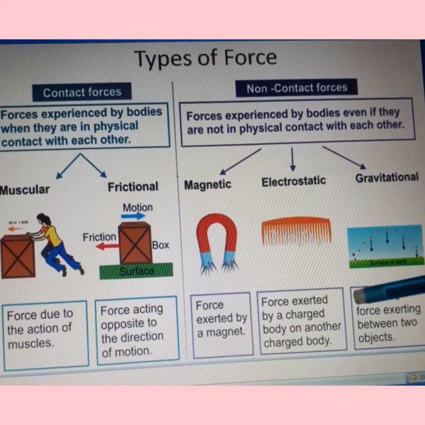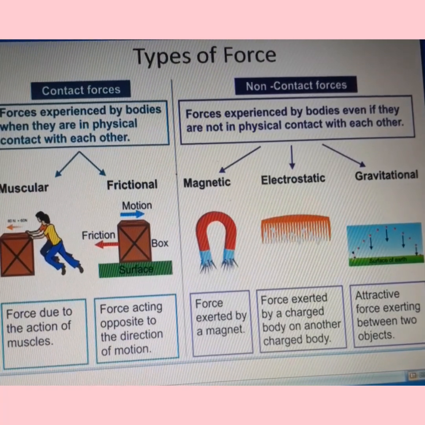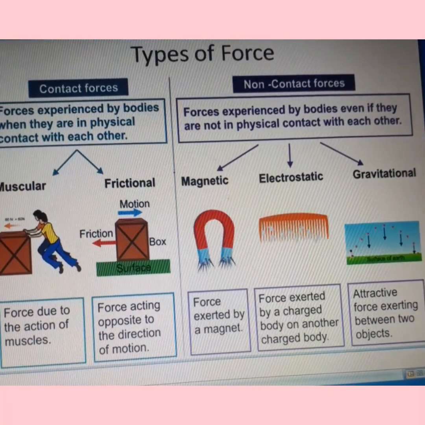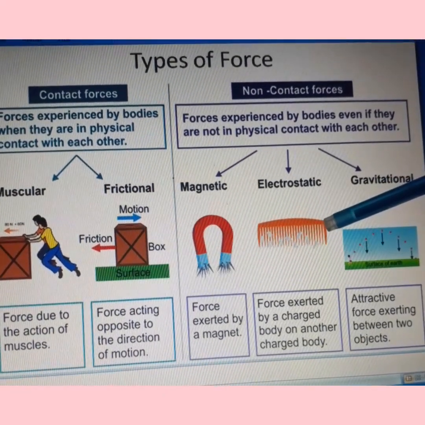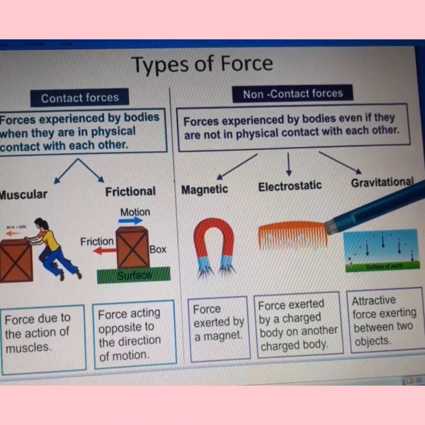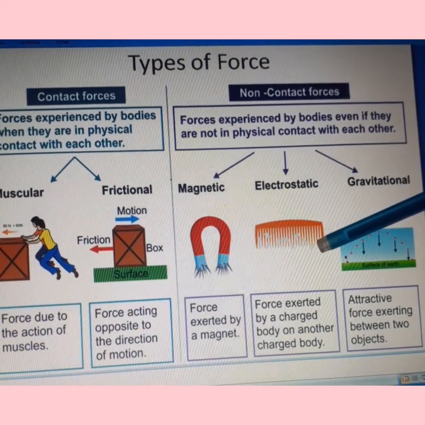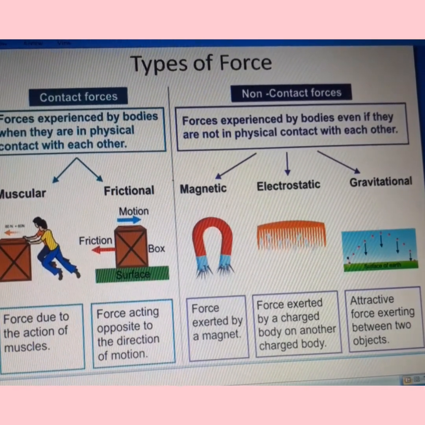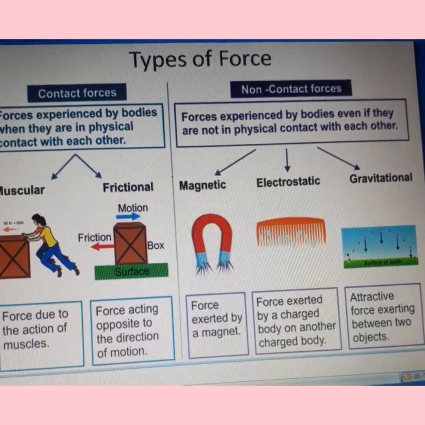Electrostatic force. This is the force that is exerted by a charged body on another charged body. For example, you take a comb and rub it on your hair and take tiny bits of paper, and these tiny bits of paper get attracted to the comb because of the electrostatic force.